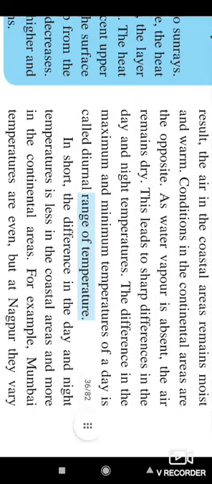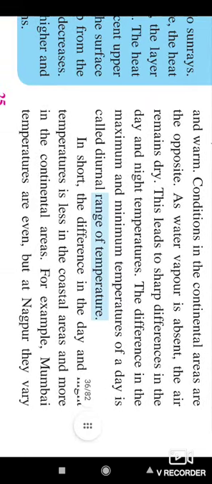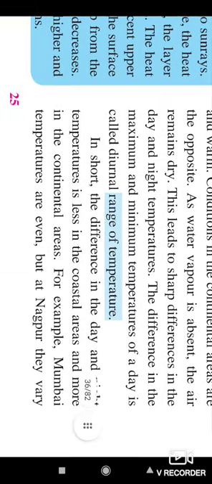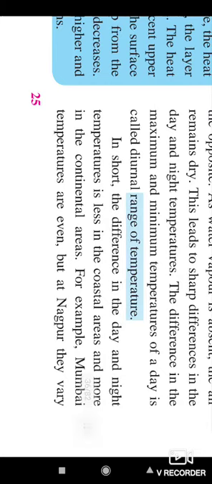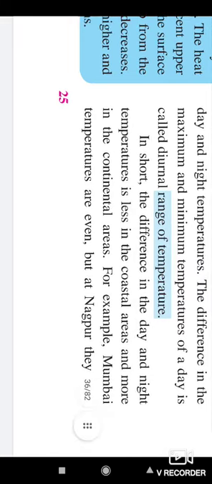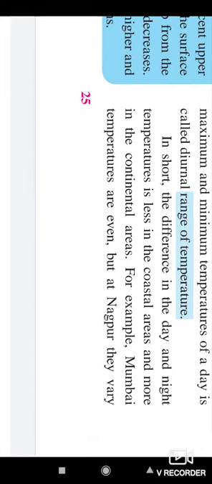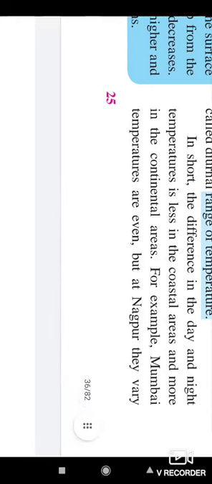Conditions in the continental areas are opposite. The water vapor is absent. The air remains dry. This leads to a sharp difference in the day and night temperature. The difference in the maximum and minimum temperatures of the day is called the diurnal range of temperature. In short, the difference in the day and night temperatures is less in the coastal areas while more in the continental areas.